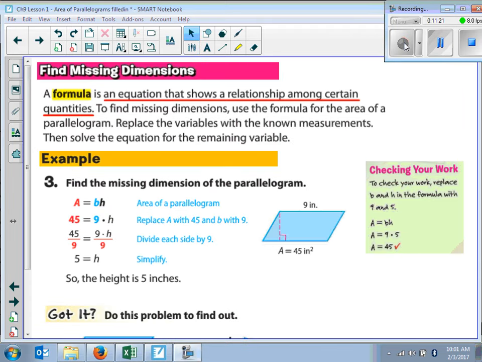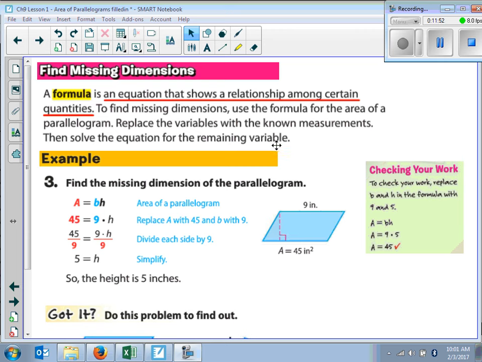So now we want to find missing dimensions. Now this part, you're going to do a little more work, okay? Now, please make sure you write down this definition of a formula. A formula is an equation that shows a relationship among certain quantities. To find the missing dimensions, we're going to use a formula for the area of a parallelogram. We're going to replace variables with the known measures, and then we're going to solve for the unknown.